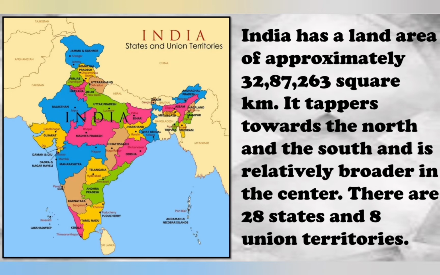Now, India tapers towards the north and the south and is relatively broader in the center. Here, tapers means to grow narrow. So, you can all see that India is broad in the center, but as we go towards the north or the south, it starts becoming narrow.